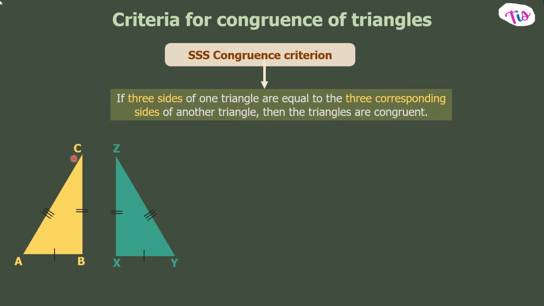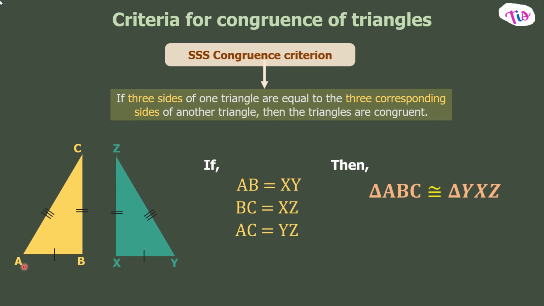As you can see in this case, these two triangles ABC and YXZ. Here you can see AB is equal to XY, you can see the markings also, single line. AB is equal to XY and BC is equal to XZ and AC is equal to YZ. If three sides are equal to the three corresponding sides of another triangle, then these two triangles will be congruent. Then triangle ABC, again take care of the order because it's really important, ABC will be congruent to YXZ.